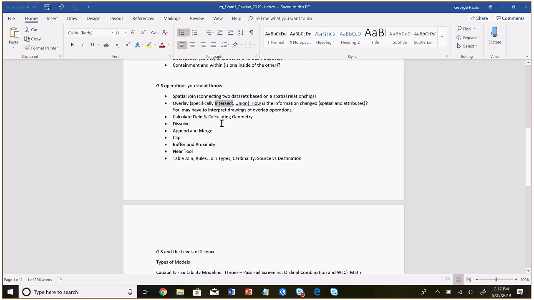All right, you should be able to know when you should calculate a new field, including calculating the geometry, which is very similar to calculating a field. In other words, getting something about the feature, the centroid, or the XY coordinate.